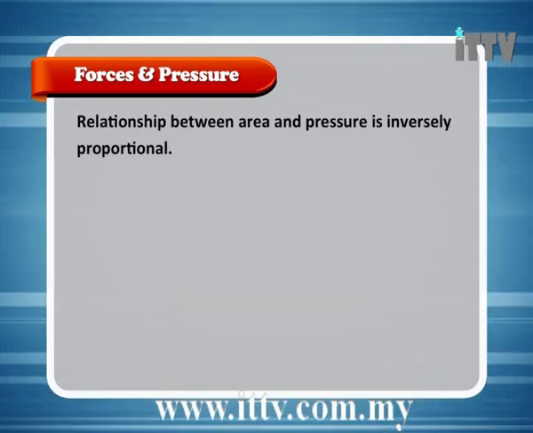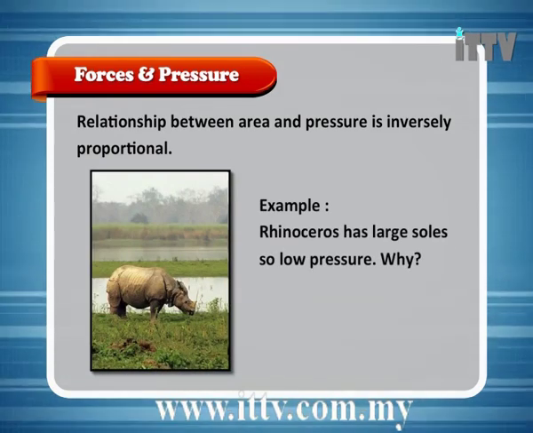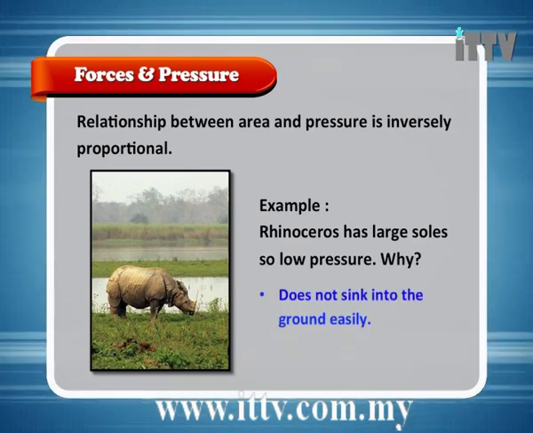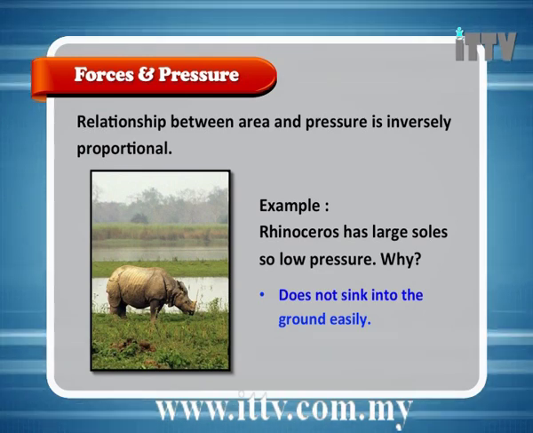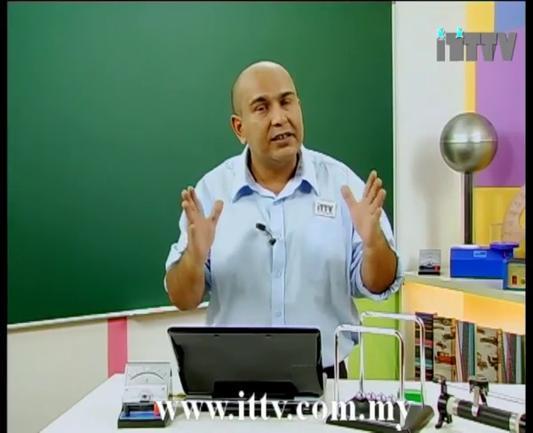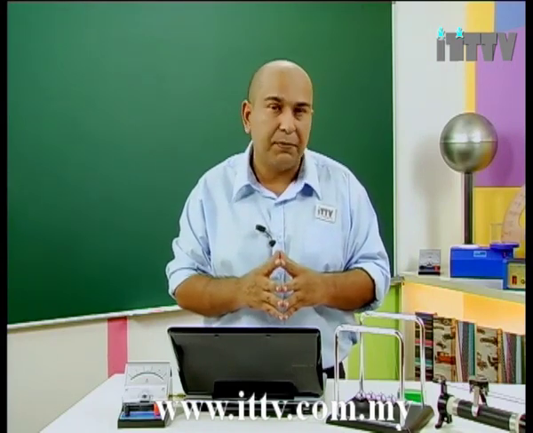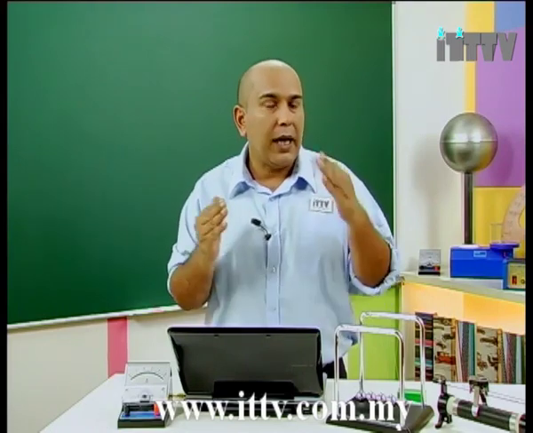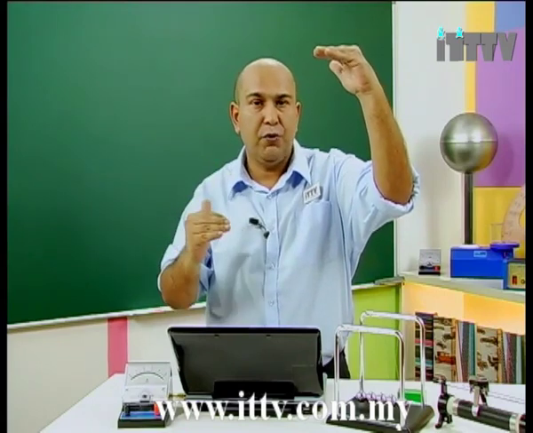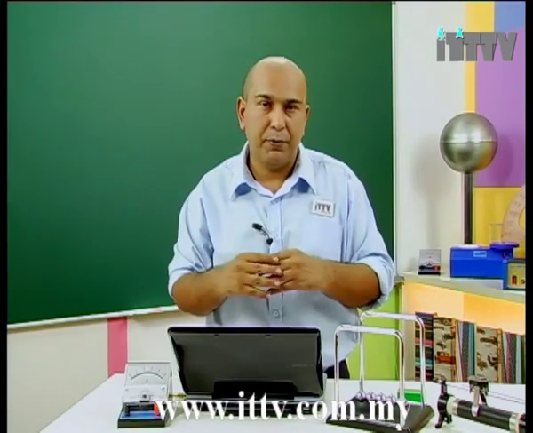Relationship between area and pressure is inversely proportional. Example, a rhinoceros has large soles, so low pressure. Why? It does not sink into the ground easily. So we need to be able to explain the relationship between area and pressure using physics terminology. Remember, we use this phrase proportional and inversely proportional. In this case, what happens is when the area becomes larger, the pressure becomes smaller. They are opposite to each other.